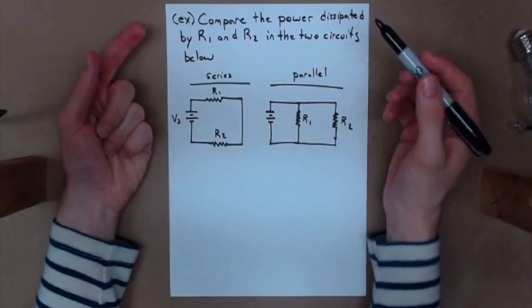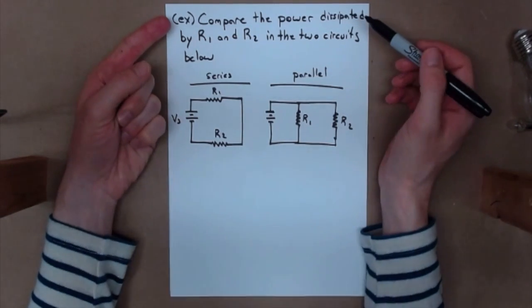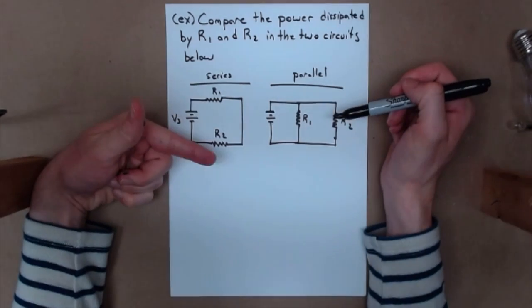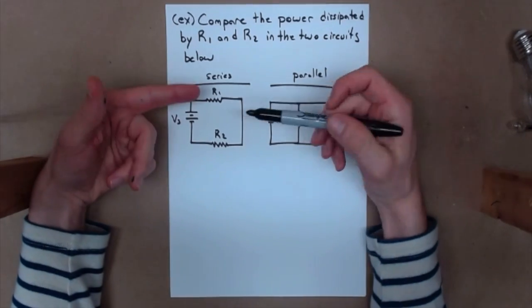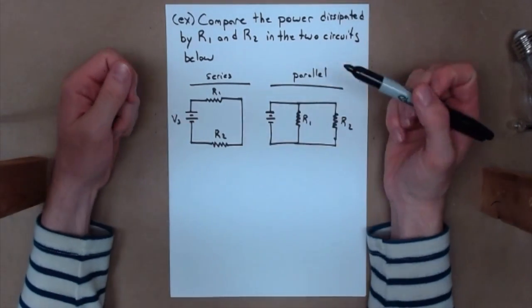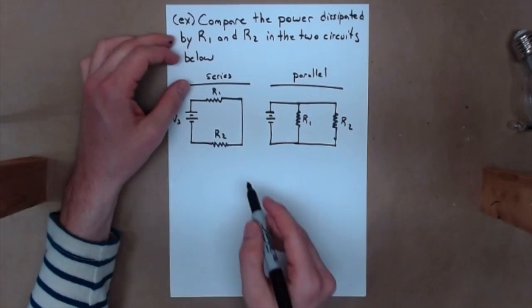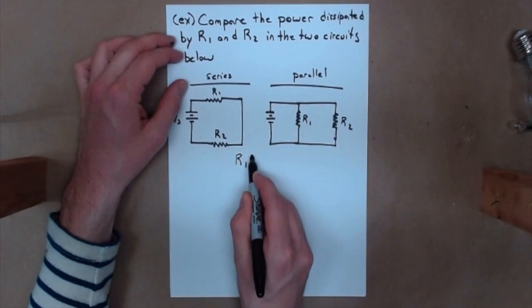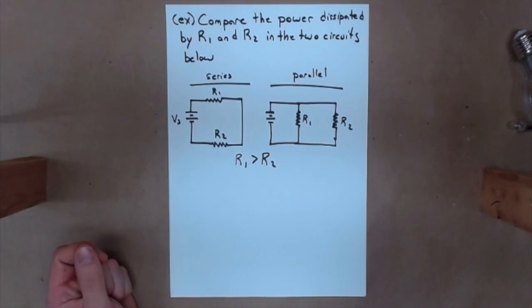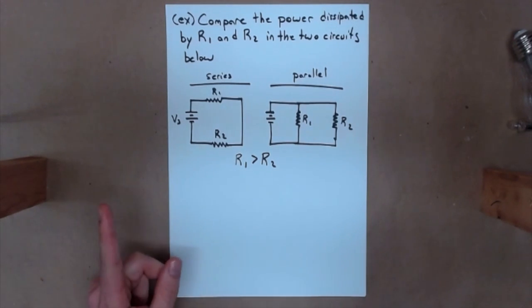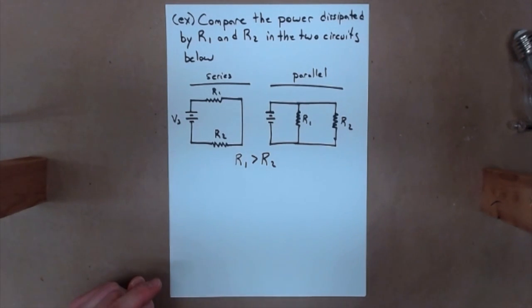So what we're going to look at here is a comparison of the power dissipated by R1 and R2 in the two circuits below. I'm going to go ahead and tell you right now that R1 is greater than R2. So resistor 1 is greater than resistor 2. Which of these two resistors will dissipate the most power in these two circuits?